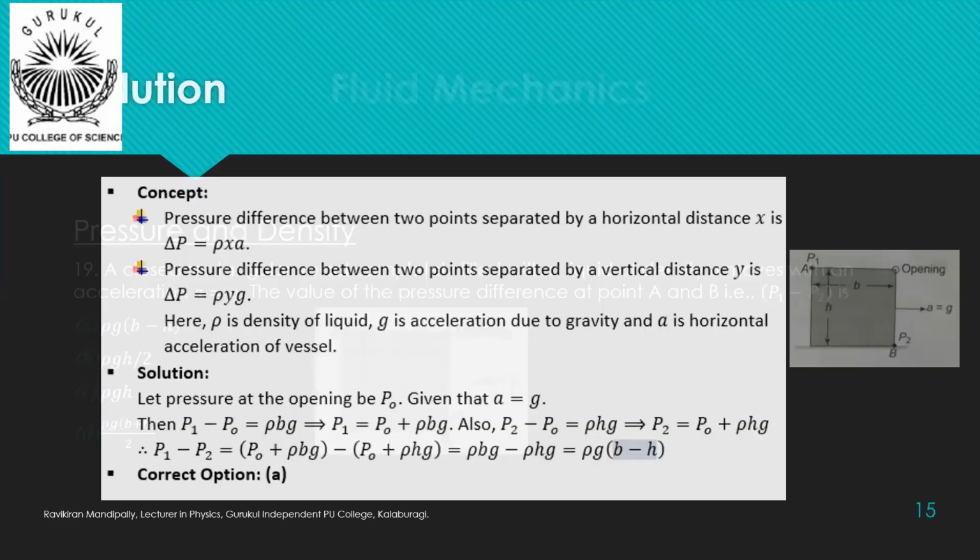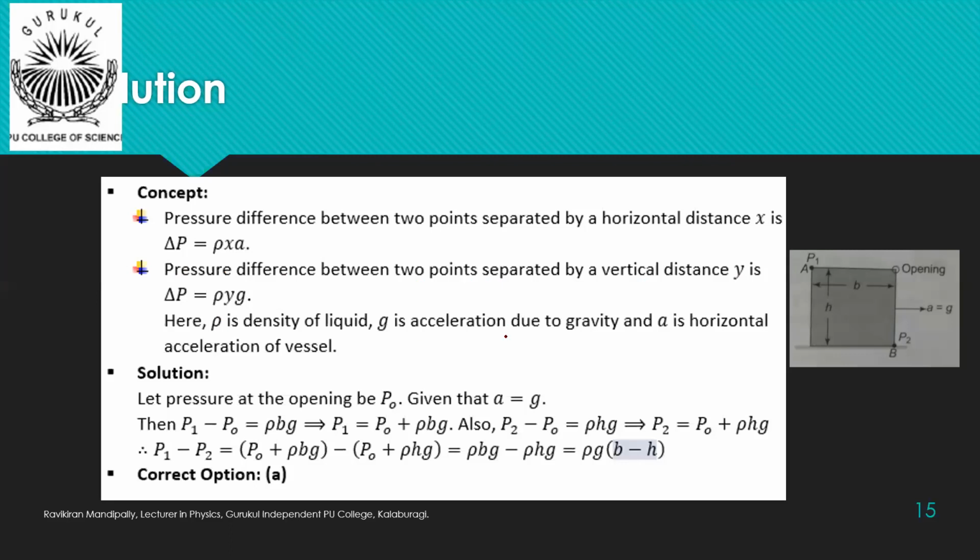For this, as I already mentioned just now, I am taking this condition: the pressure difference between 2 points separated by horizontal distance x is rho x a, where A is the acceleration of the container, and the pressure difference between 2 points separated by vertical distance y is rho y g. In the earlier discussion, I used the terms h and l. Here I am using x and y.